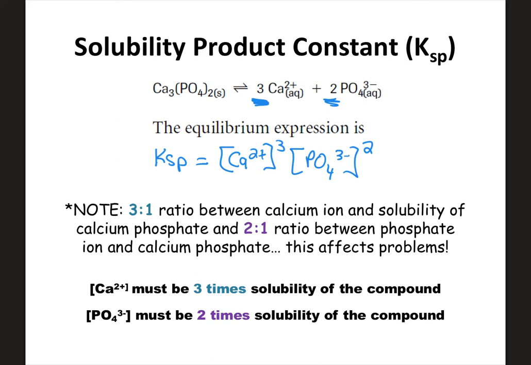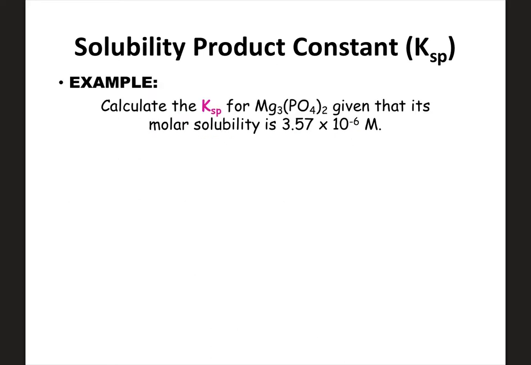So whatever this concentration is going to be, it's got to be 3 times the original concentration. And then you'll have to actually cube that in the expression itself. So let's look at some problems with this. There's only really 2 variations of these problems we need to worry about right now. So let's look at this first one.